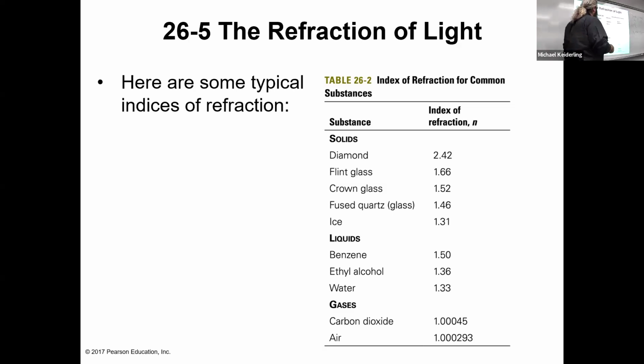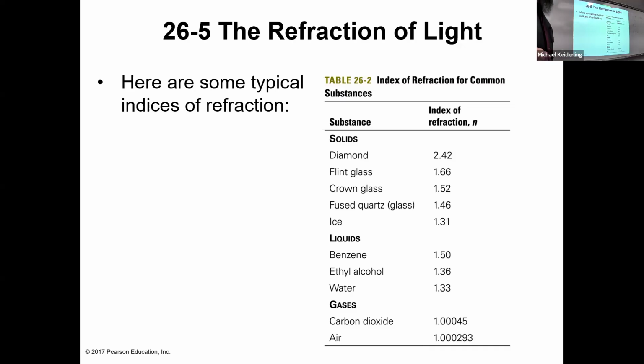Glass varies, but regular glass is around 1.5, plate glass is 1.66, crown glass is 1.52, fused quartz glass is 1.46, ice is about 1.31, water is 1.33, benzene is 1.5, ethyl alcohol is 1.36, vegetable oil is around 1.5 as well. And then carbon dioxide, for example, is 1.0045, and air is 1.000293. So the speed of light in air is basically the same as the speed of light in a vacuum.